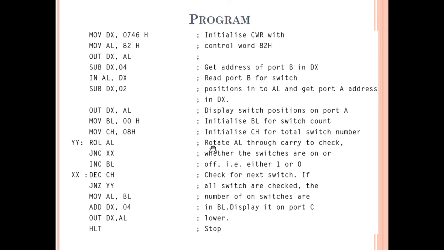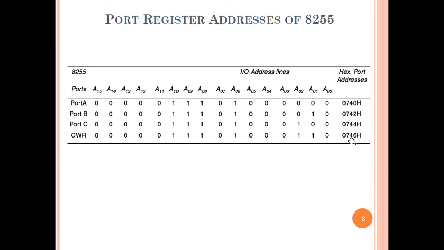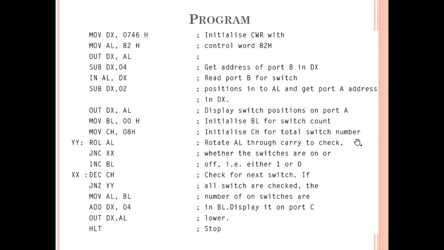Then the program. In the program, at the start, we always have to initialize the CWR or control word register with the respective control word. How to do it? We first initialize the address. We take the default destination address register, that is DX. In DX, we will store the address of CWR. From this table, we know the CWR address is 0746H. Therefore, MOV DX comma 0746H. Then MOV AL comma 82. In AL, we store 82, that is our control word.